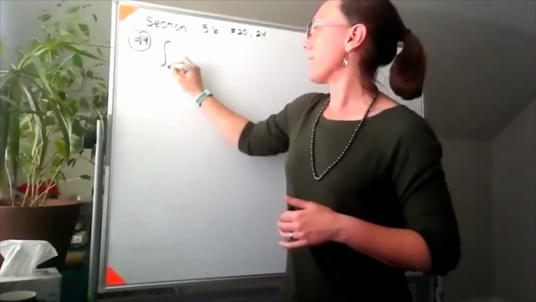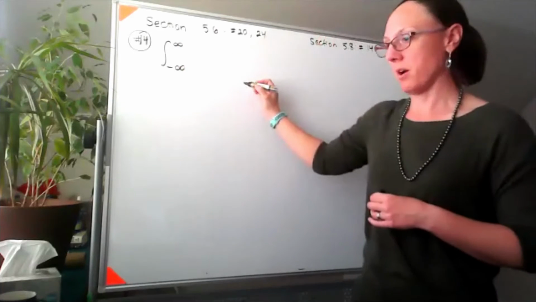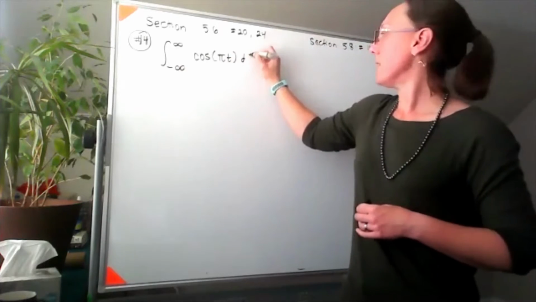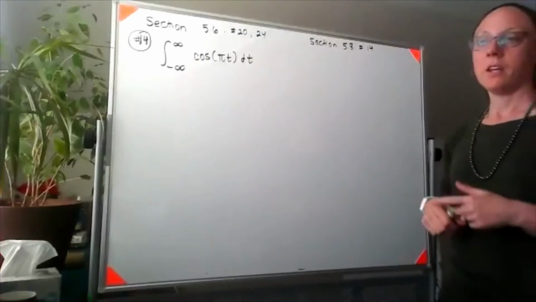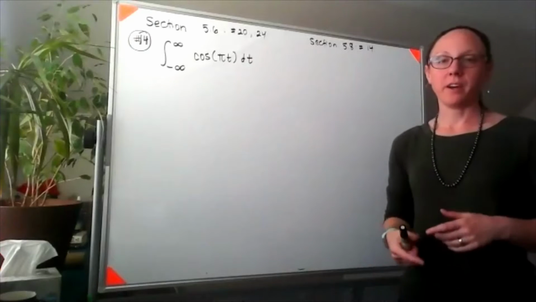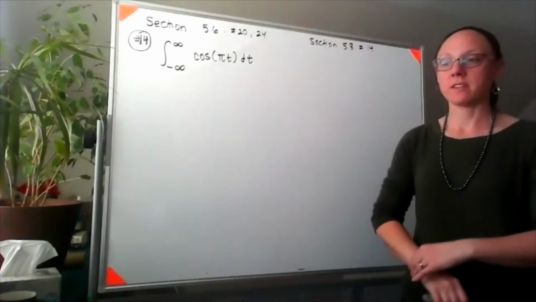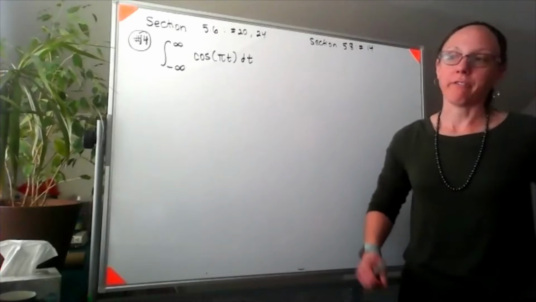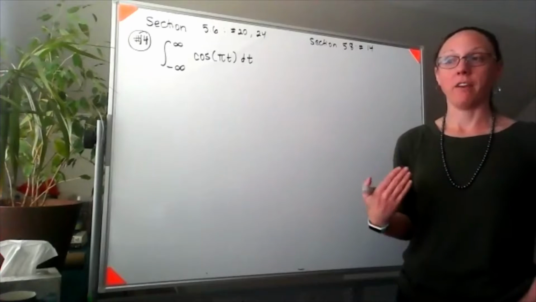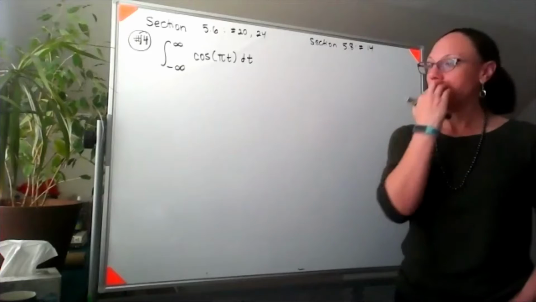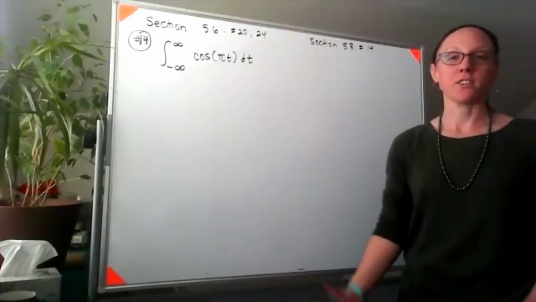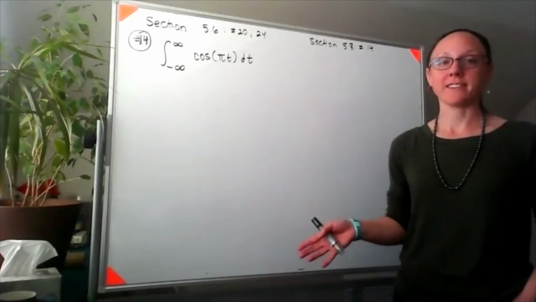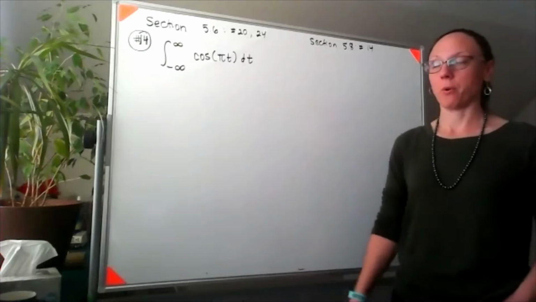This starts out as saying we're going from negative infinity to positive infinity of cosine pi t dt. This is an improper integral because I have infinities at my endpoints. There's another way that an integral can be improper, and that's if there's a value that makes the function undefined somewhere on the interval. Those types of questions aren't really discussed in section 5.8 of our book, but if you've had another calculus class, you might have encountered that other type of improper integral.